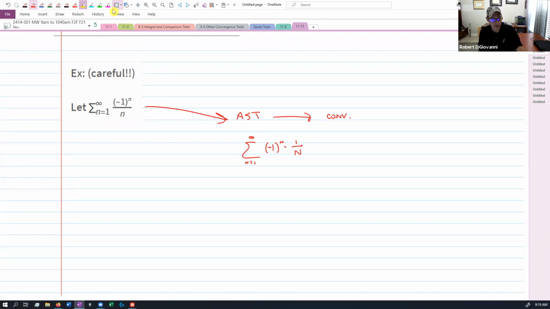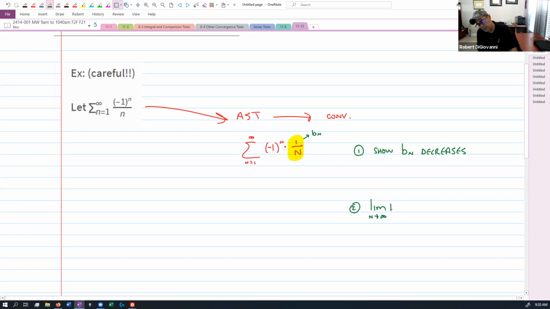So the first step for the alternating series test is to isolate the part that's positive away from the thing that's switching the signs. Once you have that, I believe in the notes I called that b sub n. What you need to do now are two things. First, show that b sub n decreases. And second, show that the limit as n goes to infinity of b sub n equals 0. Those are the two things you have to show.